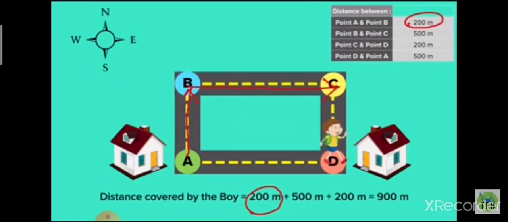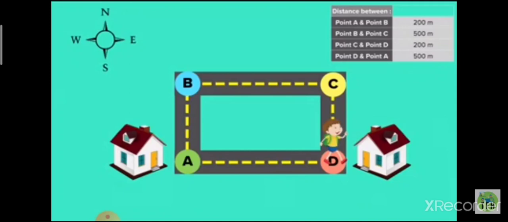Then he goes from point B to point C. Distance between point B to C is 500 meter. So we take 500 meter here. The last is from point C to point D. So the distance here from point C to point D is 200 meter, and therefore we take 200 meter. And if you add 200 plus 500 plus 200, the answer is 900 meter. Therefore the distance covered by the boy is 900 meter.